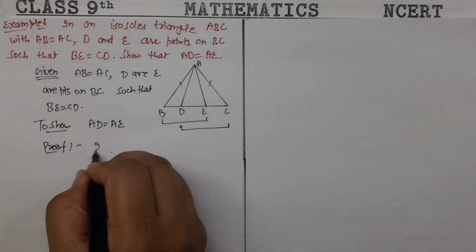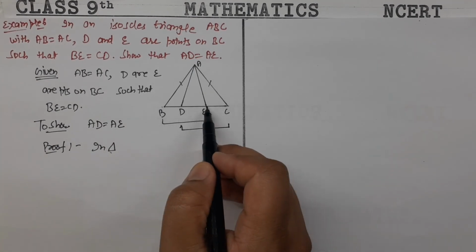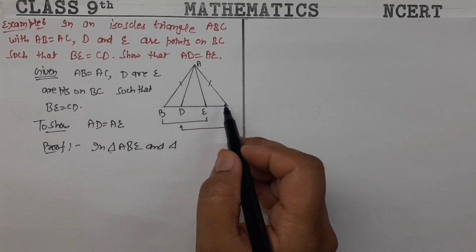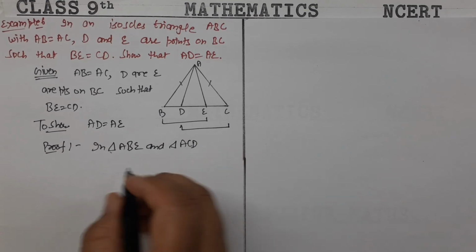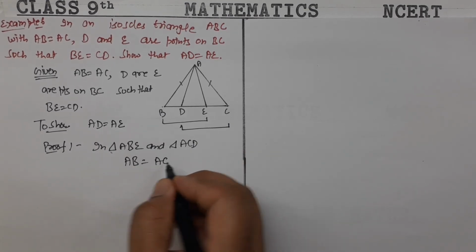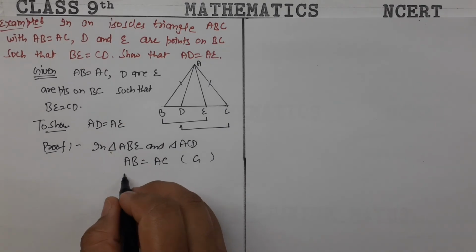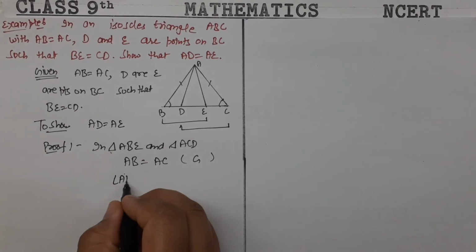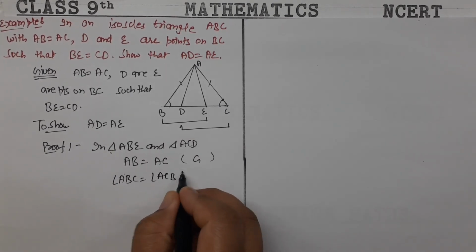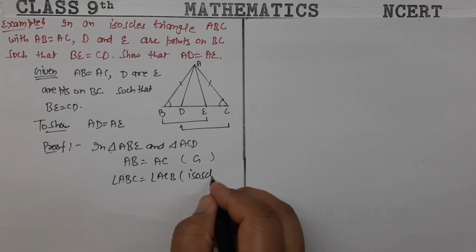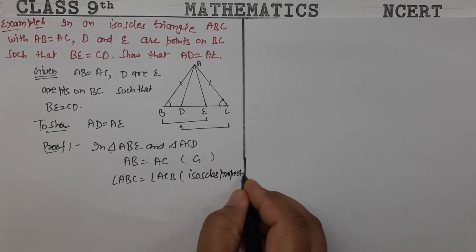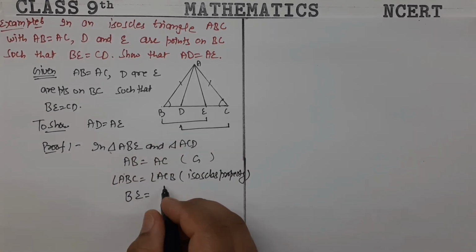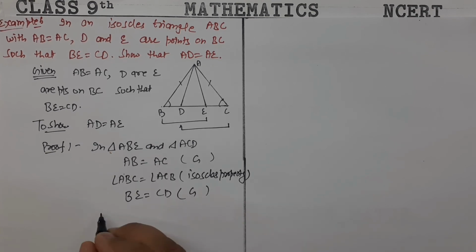Proof: in triangle ABE and in triangle ACD, AB equals AC, given. If AB equals AC, then angle B equals angle C. Reason: isosceles triangle property. Third one, BE equals CD, also given.